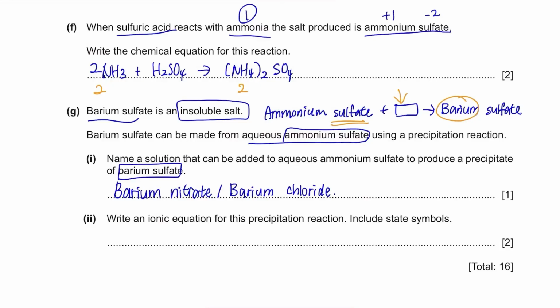Write an ionic equation for this precipitation reaction. Include state symbols. Okay, you have to be careful. They're not asking you to write the ionic equation for the whole process. You just need to write for the precipitation reaction. And the precipitate is barium sulfate. So you just write an ionic equation for barium sulfate only. The ion of barium is Ba2+. It's in an aqueous state, then added with sulfate, SO4 2-, and this is also in an aqueous state, and it gives barium sulfate. And since it's a precipitate, it's in solid.